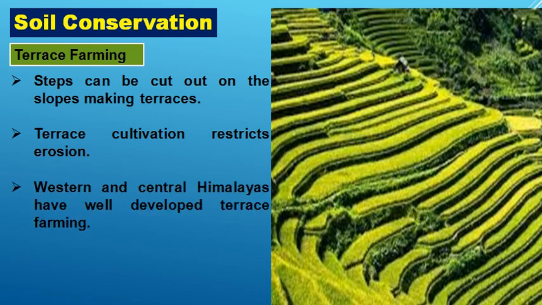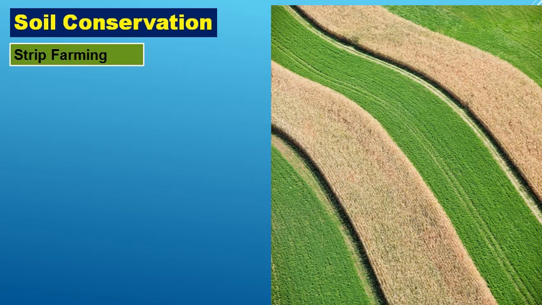This is seen in mountainous areas. Like in India, it is western and central Himalayas. They have well developed terrace farming. Similarly, it is practiced by many countries. Actually, all countries which have good mountains, like even China, produce rice on a large scale from mountainous regions. So this is one way of soil conservation.